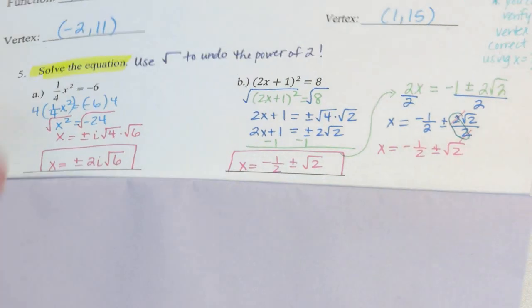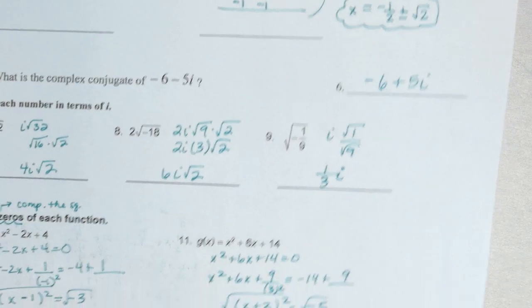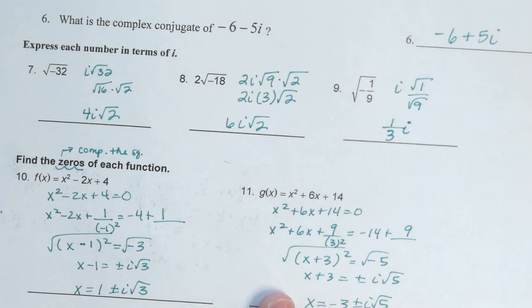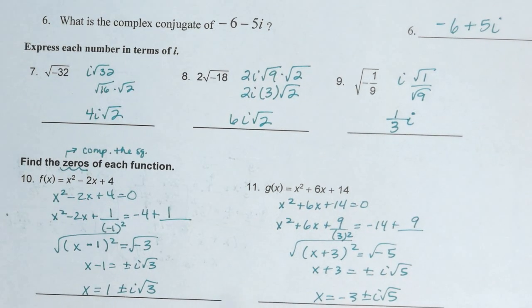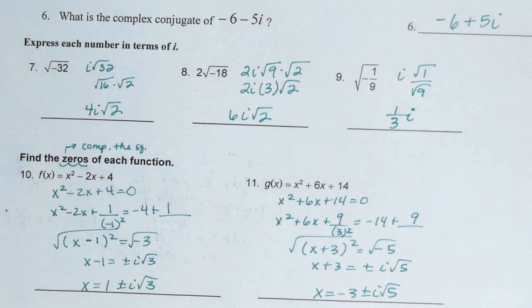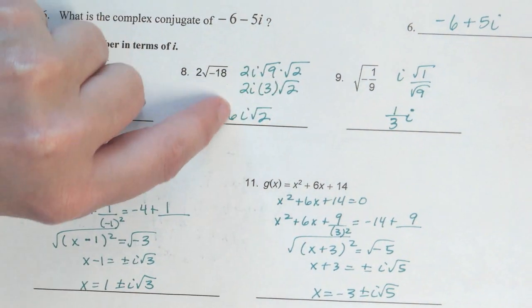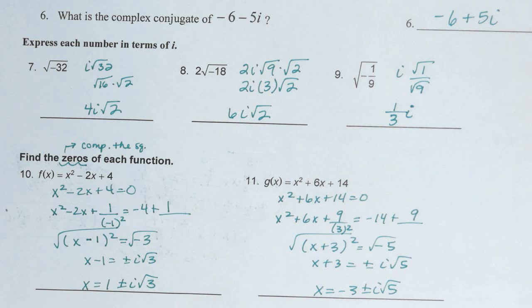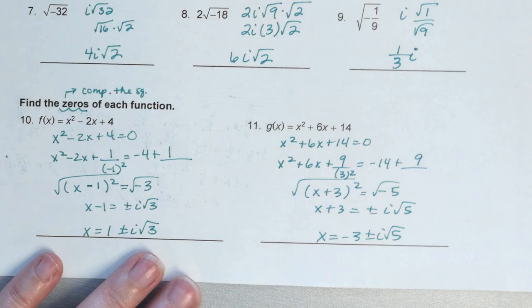All right, and then the complex conjugate, negative 6 plus 5i, that's something that you practiced today. For 7, you should have 4i root 2. Make sure you're breaking down the square root of 32. For number 8, the perfect square is 9. And then you're going to multiply number by number. All right, I'll see some of you after school. Here's the last couple answers if you guys want to write those down.